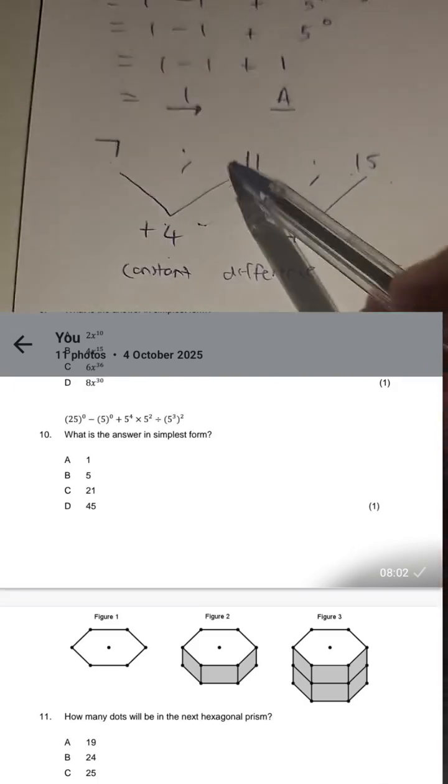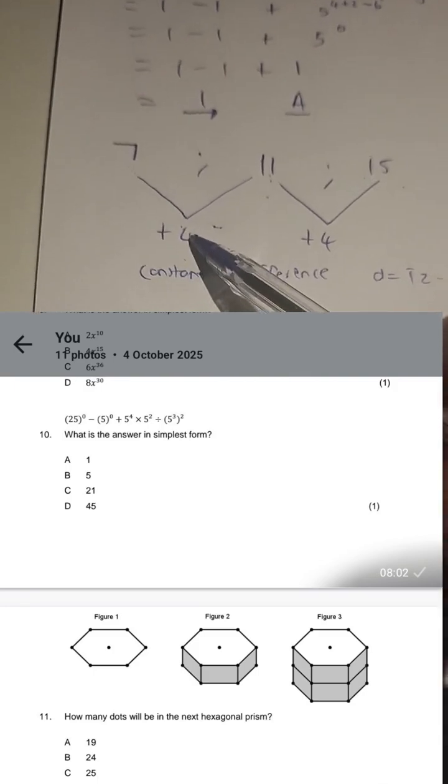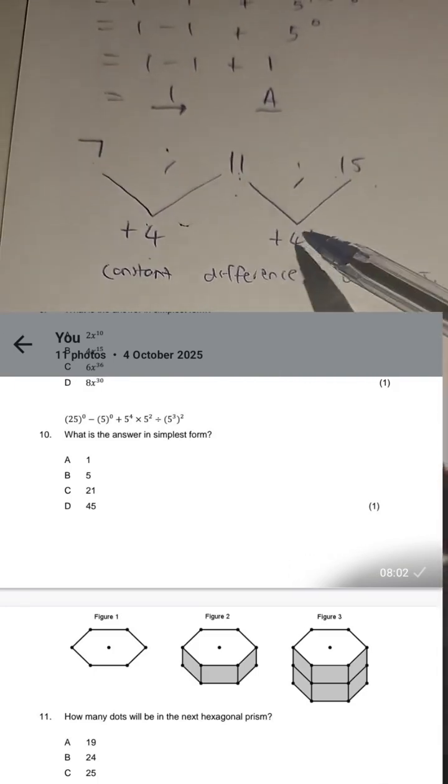T2 minus T1, which means term 2 minus term 1, is 4. Term 3 minus term 2 is also 4.